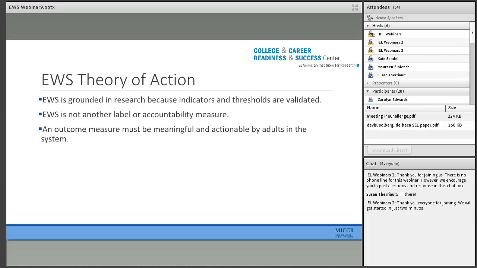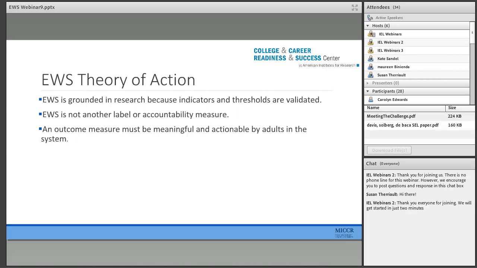Really, in collaboration with Massachusetts and our work with other states and districts, we developed what we call a theory of action. The theory of action for early warning systems is that it's grounded in research, because the indicators and thresholds have to be validated to make sure that they're appropriately identifying students and not missing students who might be at risk. We want to ensure that it's not another label or accountability measure. You're going to hear me use the word action many times. The idea is not to put another label on students, and I tell people if they're not equipped or prepared to take action to support students, don't bother with even the early warning indicators.